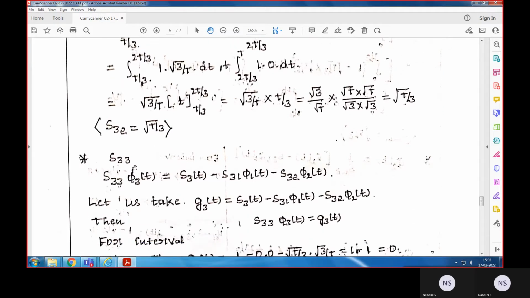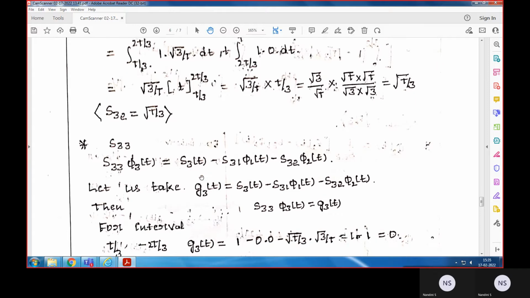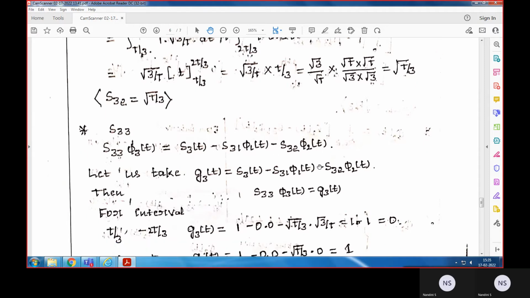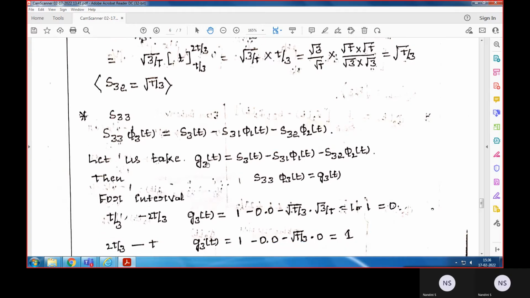So then you have to calculate S33. The formula to calculate phi 3 of t is 1 by S33 into S3 of t minus S31 into phi 1 of t minus S32 into phi 2 of t. By cross multiplying, S33 into phi 3 of t equals S3 of t minus S31 phi 1 of t minus S32 phi 2 of t, and for simplification purposes, we have taken this signal as G3 of t.